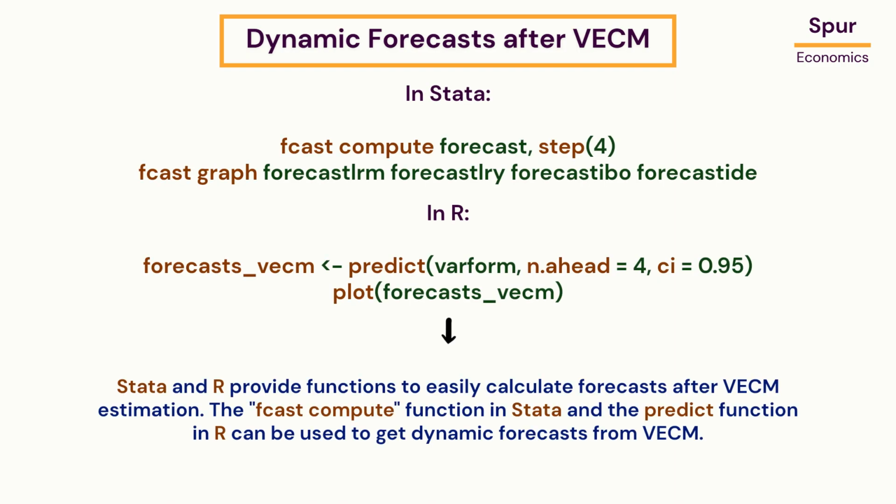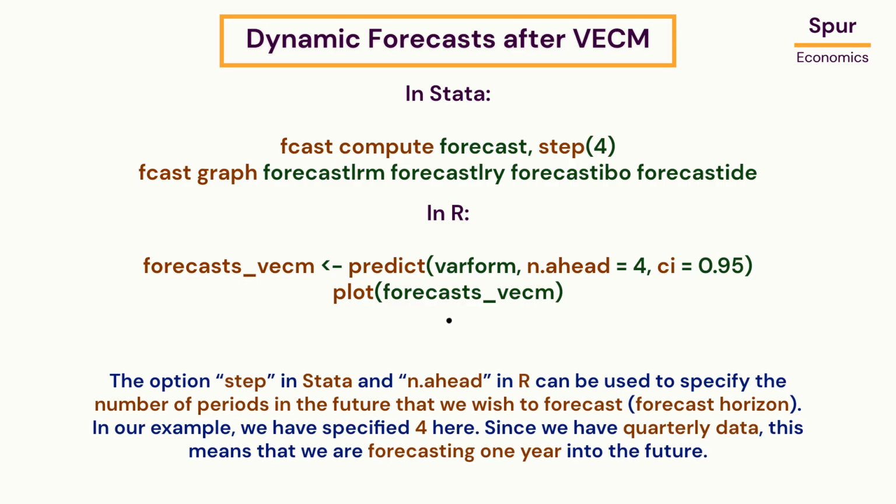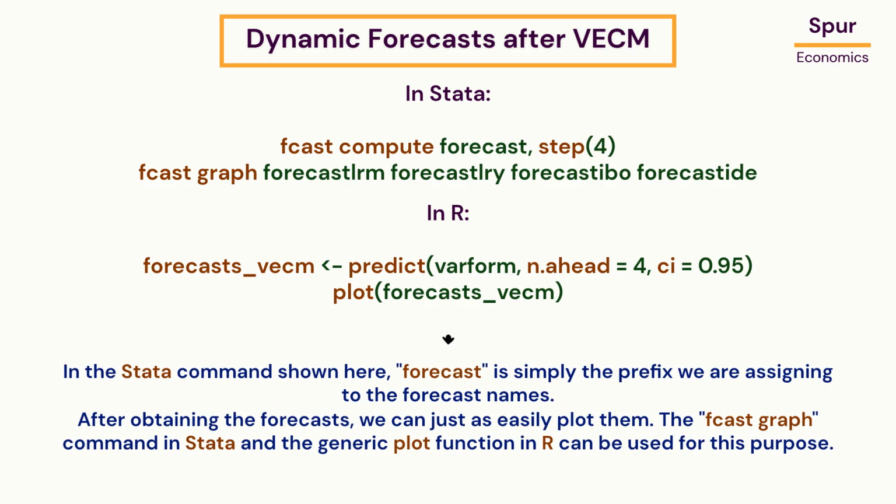Stata and R provide functions to easily calculate forecasts after VECM estimation. The fcast compute function in Stata and the predict function in R can be used to get dynamic forecasts from VECM. The option step in Stata and n.ahead in R can be used to specify the number of periods in the future that we wish to forecast. In our example, we have specified 4 here. Since we have quarterly data, this means that we are forecasting 1 year into the future. In the Stata command shown here, forecast is simply the prefix we are assigning to the forecast names.